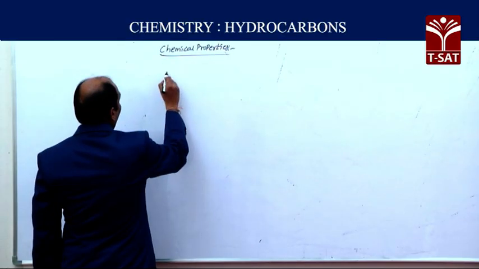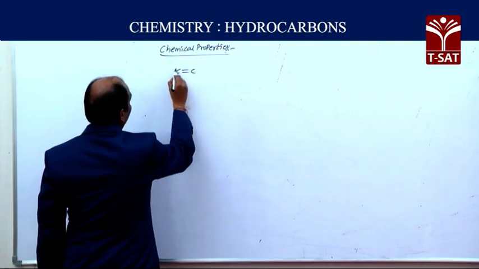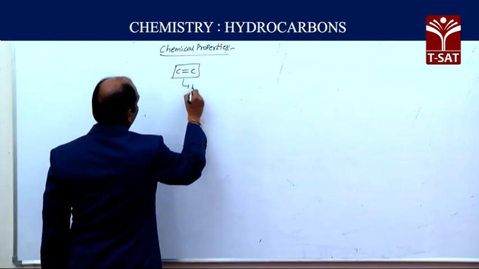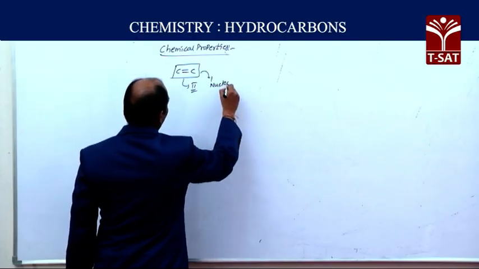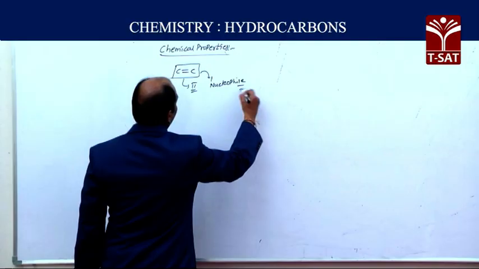Alkenes undergo, alkenes means C double bond C. Alkenes, here it is having a pi bond. Pi bond means this one acts as a nucleophile. This one acts as a nucleophile.